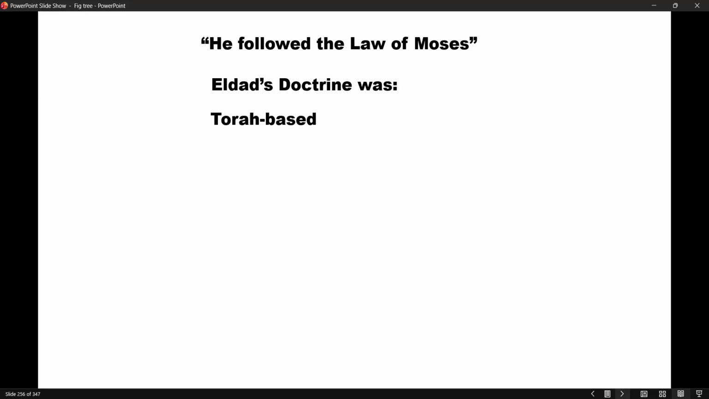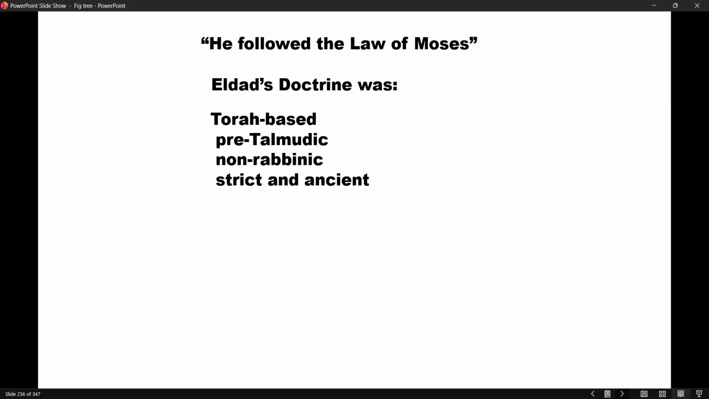But if you've never been taught this, it goes right over your head. He followed the law of Moses. Eldad's doctrine was Torah-based, pre-Talmudic. So before these traditions and the Halakha, before all that, non-rabbinic. And the little hats, he don't have nothing to do with no little hats.